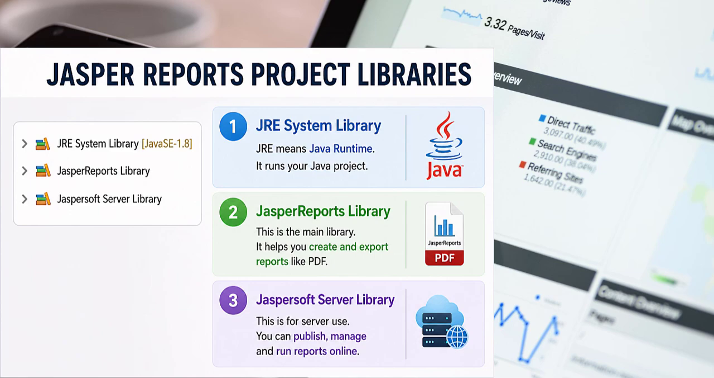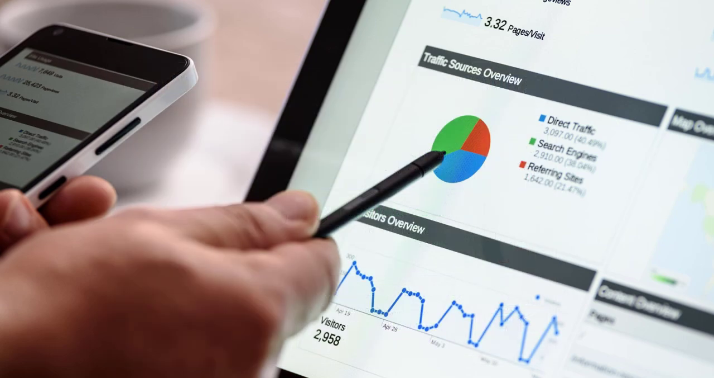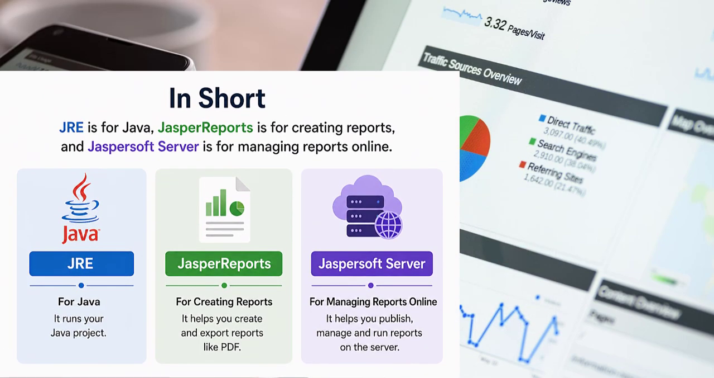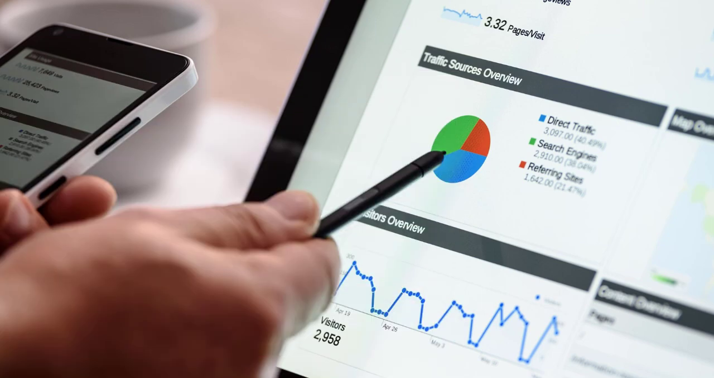Then we have the Jaspersoft Library, used when you connect your reports to a Jaspersoft Server. It helps to publish, manage, and run reports on a server. If you are working locally, you may not need it much. So, in short, we can say that the JRE is used for Java, JasperReports is used for creating reports, and Jaspersoft Server is for managing reports online on the server.